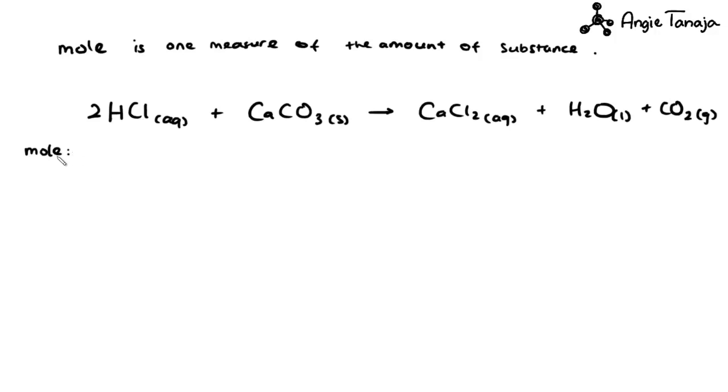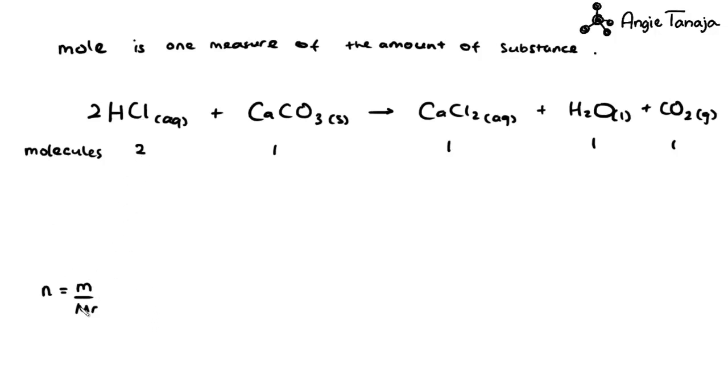Now, let's see about the molecules. How many molecules of HCl here is 2, right? Here is 1, here is 1, here is 1, here is 1, right? How do you know? From this one, the coefficient. Coefficient telling you about the molecules, right? And we also have this formula n equal to mass over Mr, right?